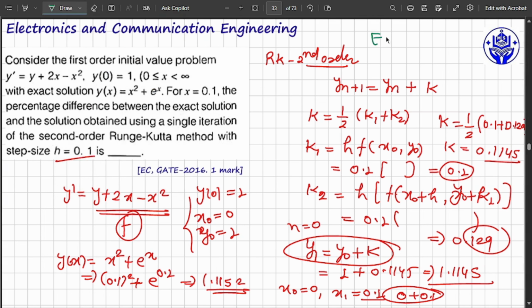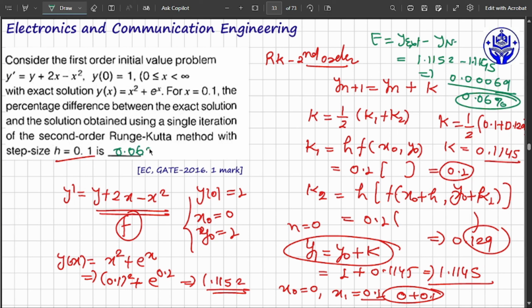Now you will have to calculate the error. The error is nothing but y exact minus y numerical. So this is 1.1152 minus 1.1145, which is something like 0.00069. So this is 0.06 percent. So 0.06% error is there using this h, in a single step only.